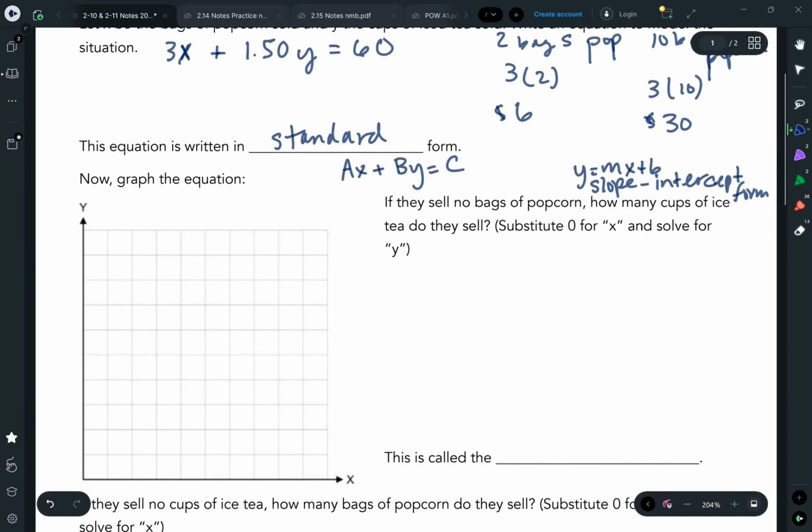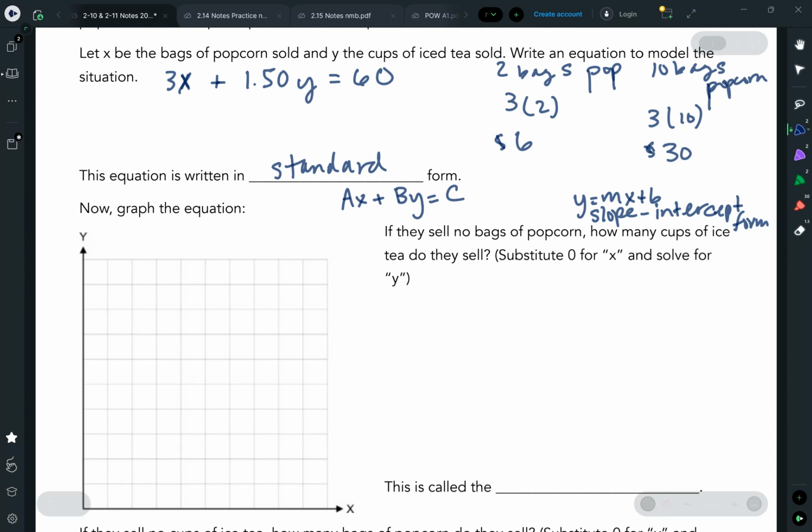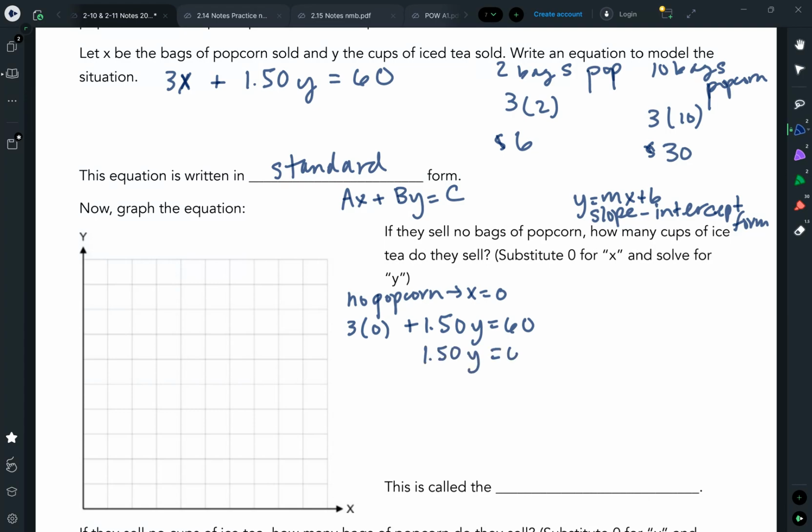So if they sell no bags of popcorn, how many cups of iced tea do they sell? Okay, so popcorn was our x. So no popcorn means that our x is 0. So that means we're going to have 3 times 0 plus 1.50y equals 60. So 3 times 0 is just 0. I can ignore that. So all I really have here is $1.50 times y equals 60.